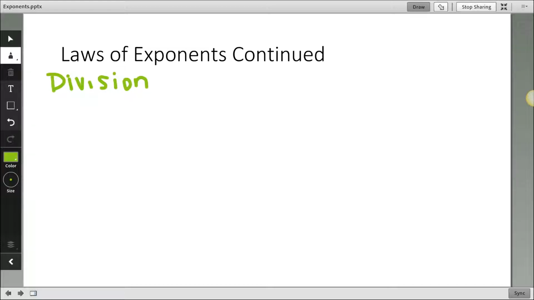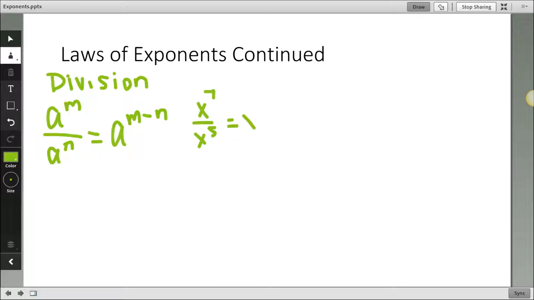So division, let's say we had a to the m divided by a to the n. We're going to subtract these exponents. So a to the m minus n. So for example, x to the 7th divided by x to the 5th. We're going to subtract those exponents and get x to the 2nd power.